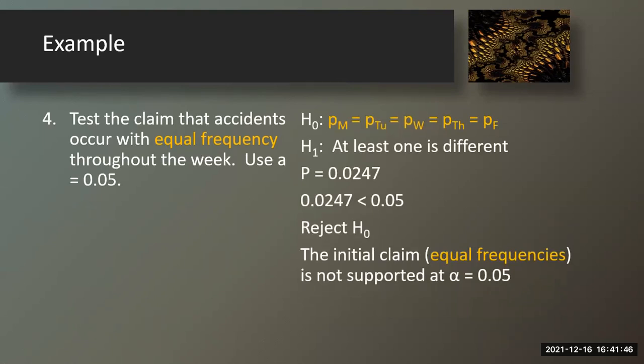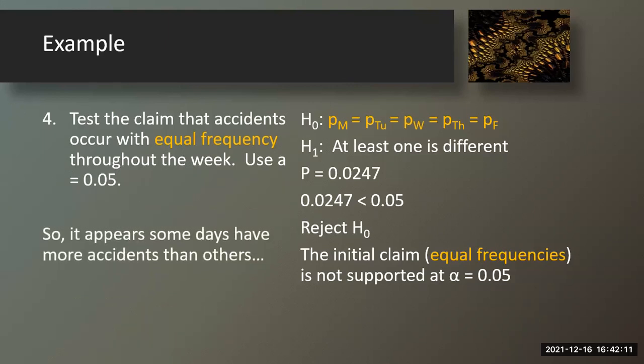So the null hypothesis, the claim of equal frequency, and by the way, if one wanted to write equal frequency there, that's fine. 0.0247 is my p-value. It's less than the 0.05. We will reject the null hypothesis, so that initial claim of equal frequencies is not supported at the alpha equals 0.05 level. So yes, it does appear that some days do have more accidents than others.